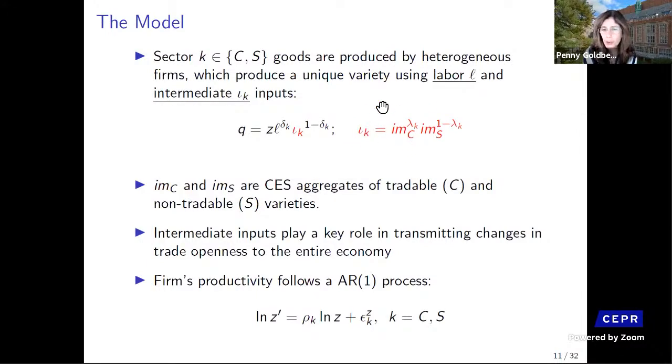Now, these intermediate inputs are themselves a combination of goods in the manufacturing sector and services. And importantly, the manufacturing sector aggregate and the service aggregate are each a CES aggregate of tradable and non-tradable varieties. So imports, jumping ahead, are going to enter the model in the open economy version of this model through intermediate inputs that are imported. And they're one channel through which trade is going to affect this economy. Productivity follows an AR(1) process given by the equation down there.